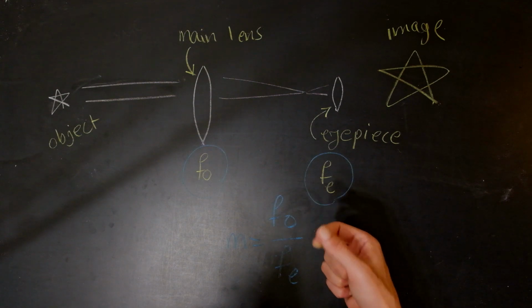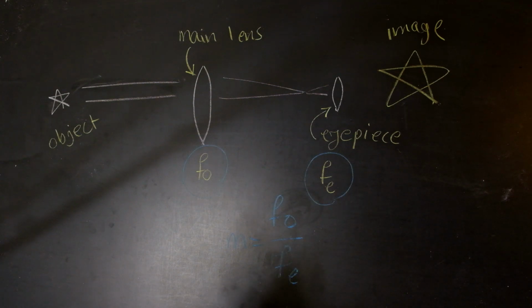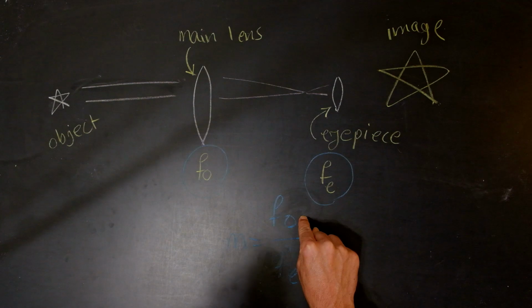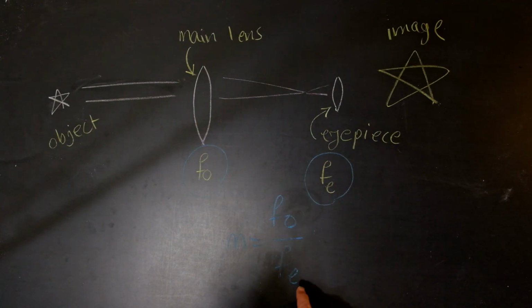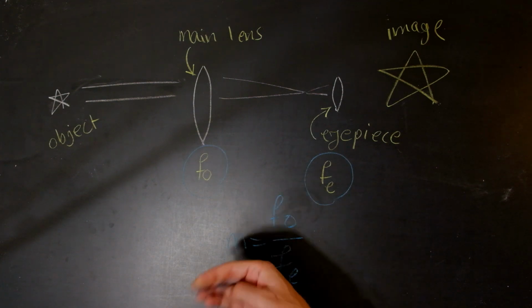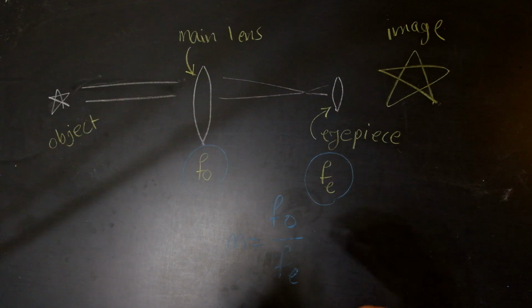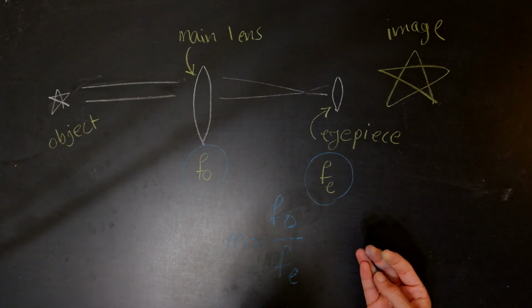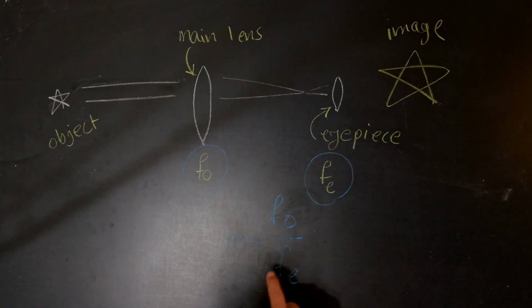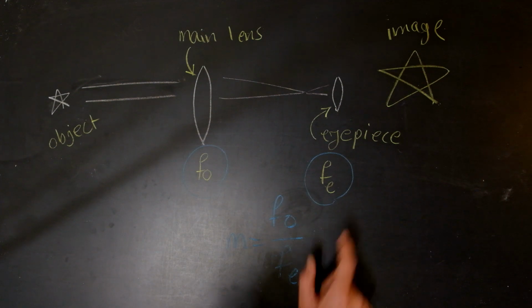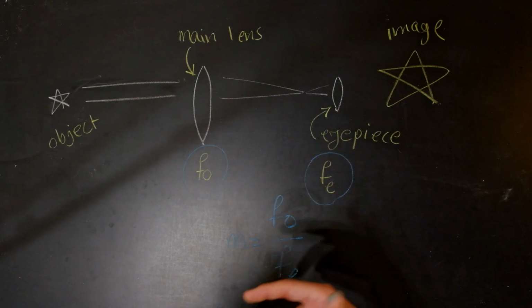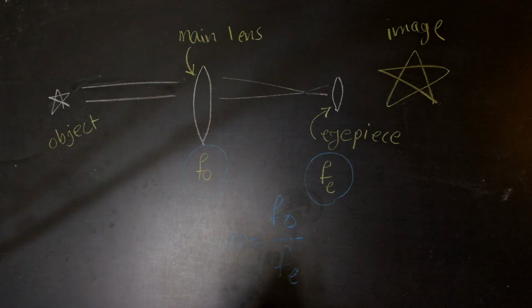So what happens if we change this number? So let's say we have 100 for FO, but we use a shorter focal length. For example, we use 5 instead of 10. So in this case, magnification is 20. So if we decrease FE, if we use shorter focal lengths, we'll have higher magnification in our telescope setup.